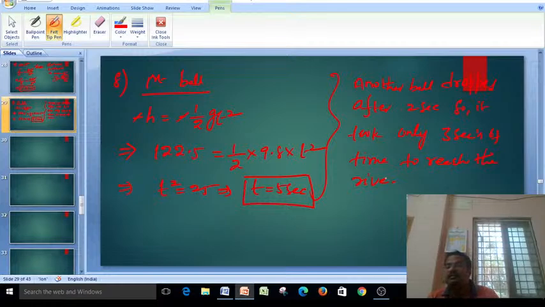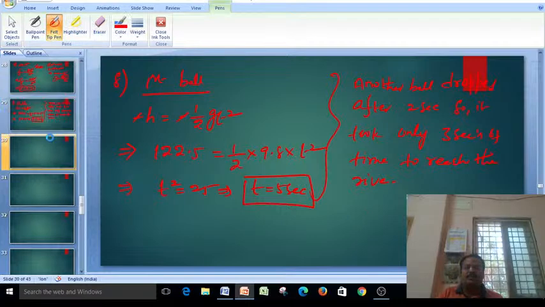Finally, both balls will reach the river at the same time, which means the second ball will travel for only 3 seconds. Based on that, let us apply the same formula. 122.5 is equal to initial velocity u into 3. Sorry, I will take another page. No problem, it's a little bit bigger.